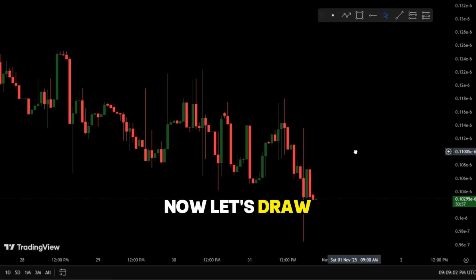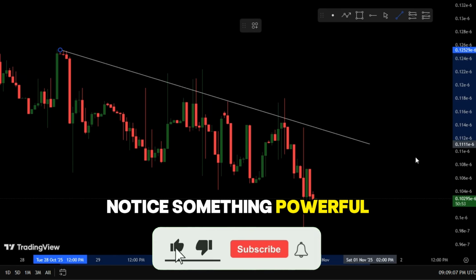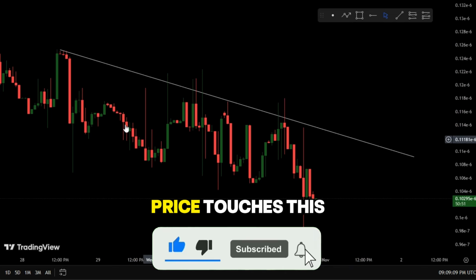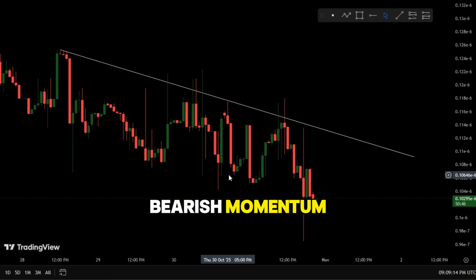Now, let's draw a trend line connecting these highs. The moment you do that, you'll notice something powerful. Each time the price touches this trend line, it gets rejected instantly with strong bearish momentum.